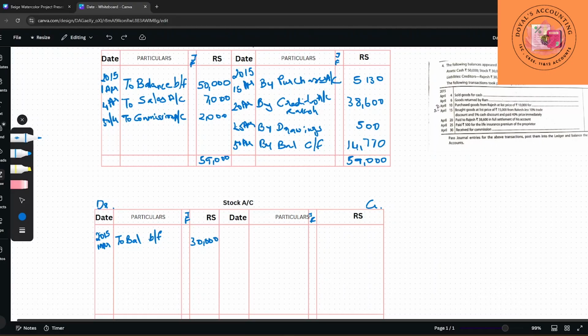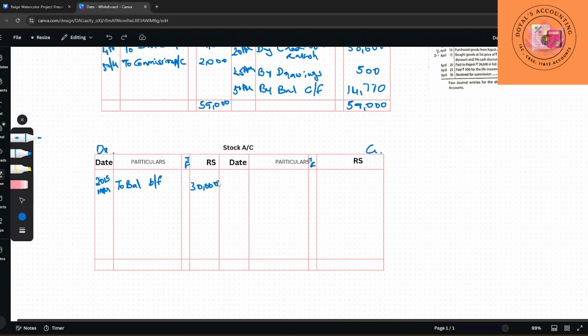Now in the stock account, there are no transactions. So this balance brought forward will be carried forward. So on 30th April, I will write by balance carried forward 30,000. And my totals will be 30,000, 30,000.